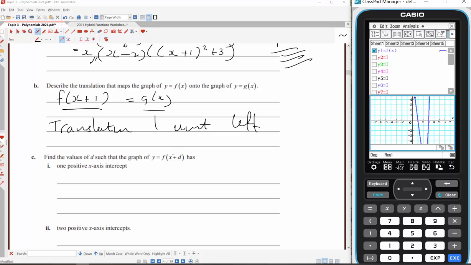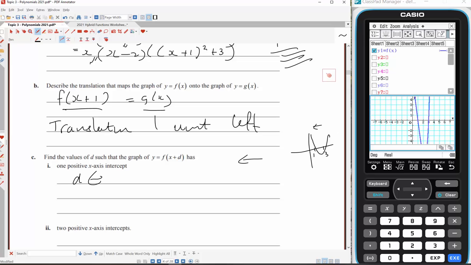So what we want to do is translate it such that the x-intercepts, so what's going to happen, we want to move it to the left. Okay, we want to send this graph to the left. So let's just do a rough sketch. 1, 3. So here it is at the moment. So what we want to do is move it to the left so that it has one positive x-axis intercept.